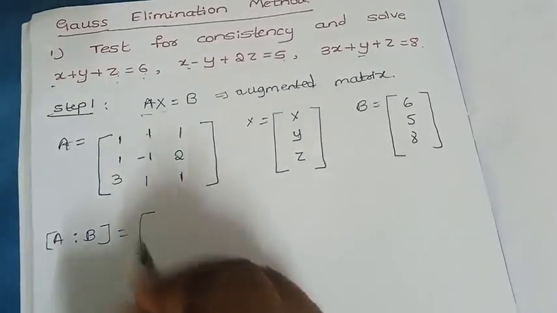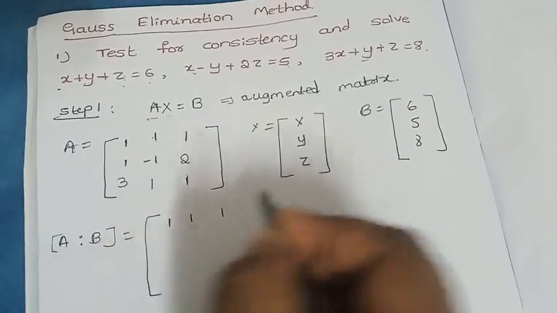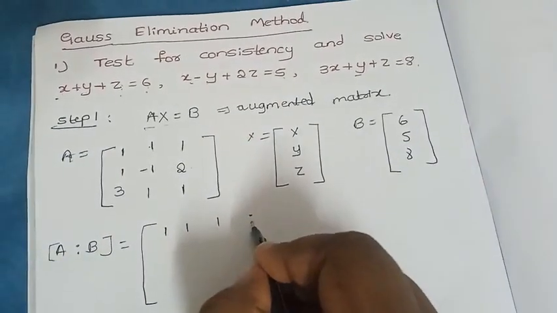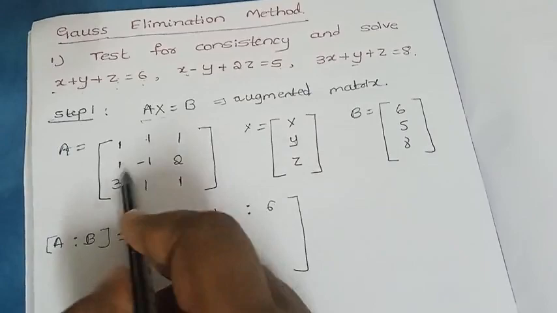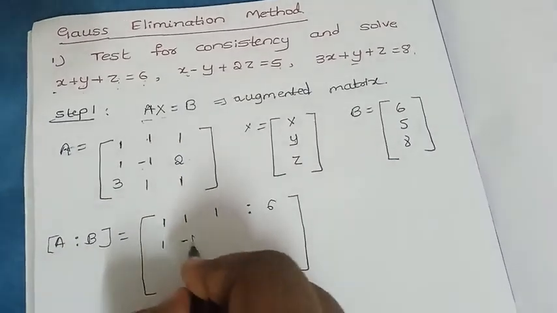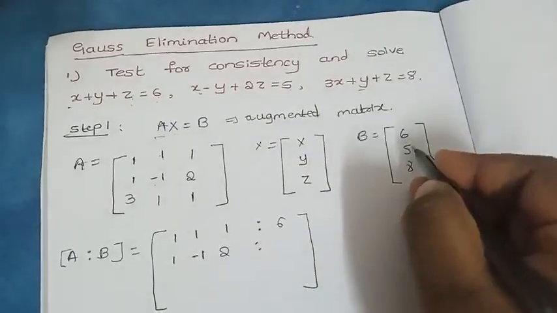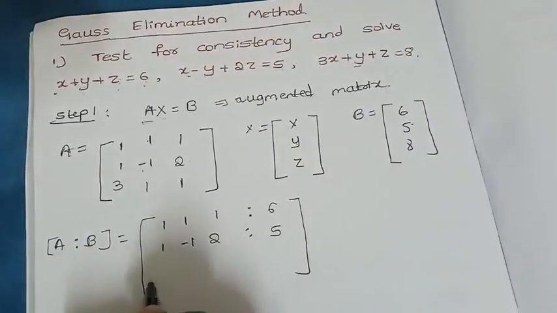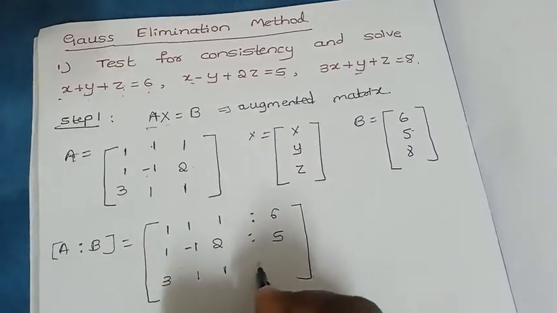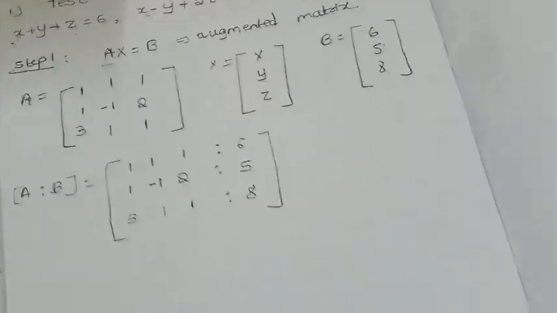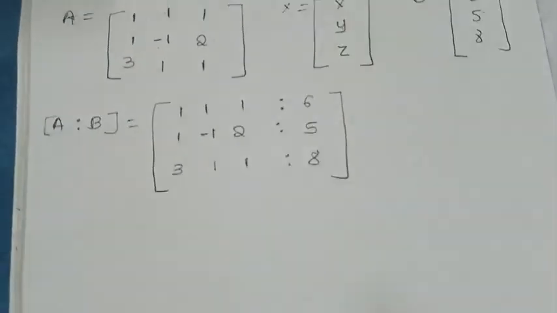So this is done. And we have to write this in this format, A colon B. After this, it will be like 1, 1, 1. Then we have to write colon 6. Then 1, minus 1, 2, colon 5. Then 3, 1, 1, colon 8. So our first step is done.